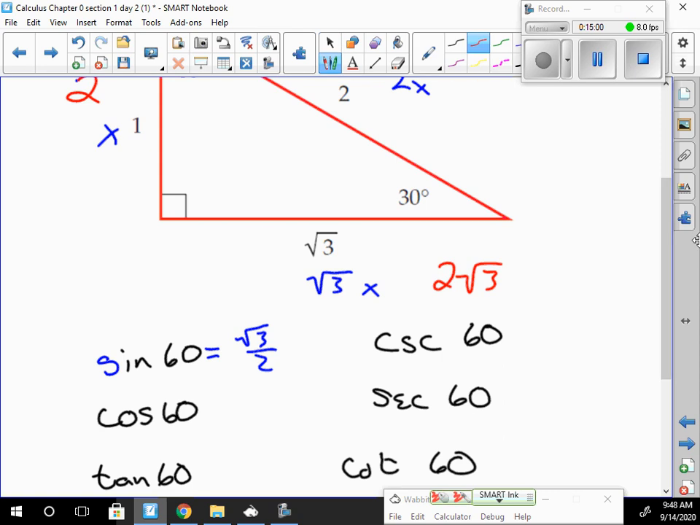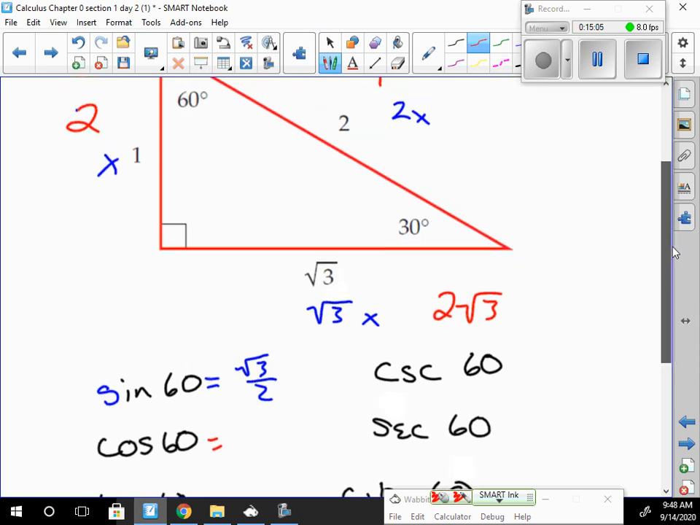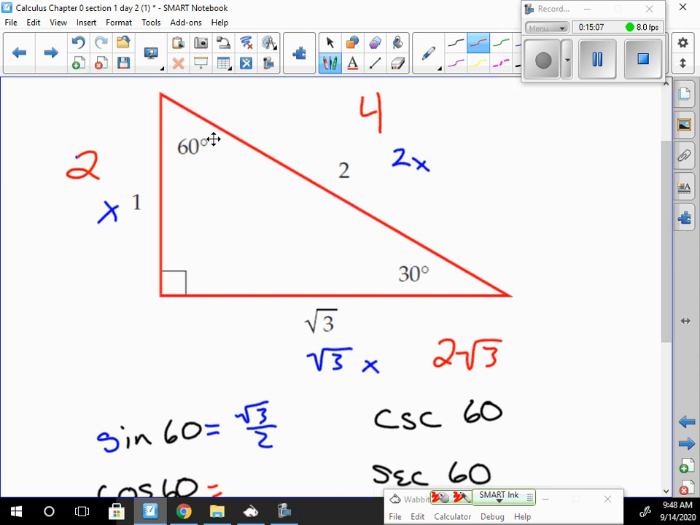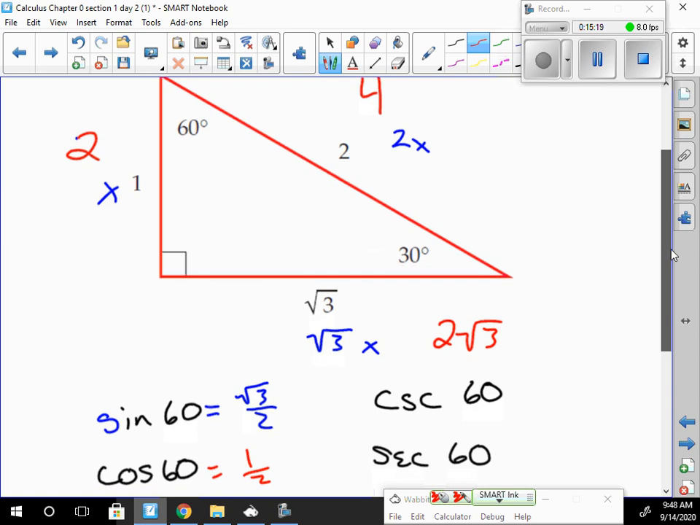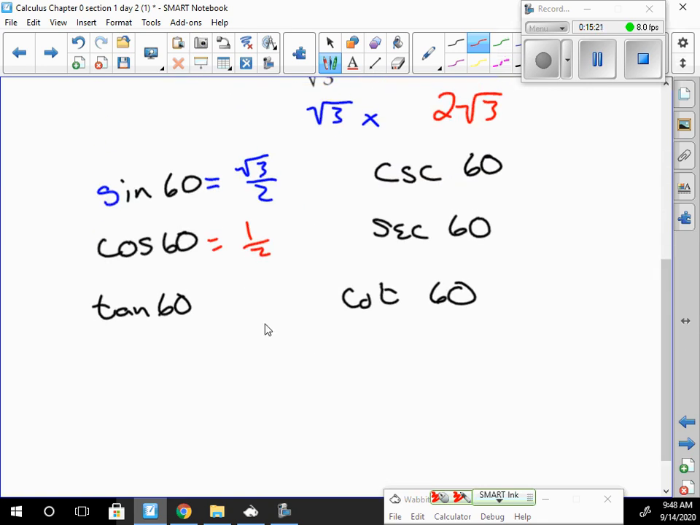Cosine of 60 is going to be, we have the 60 here, opposite over, or I'm sorry, adjacent over hypotenuse. So 1 over 2. And then tangent is opposite over adjacent. So that's square root of 3 over 1, which is just square root of 3. If you don't believe me, you can check all of these in your calculators.